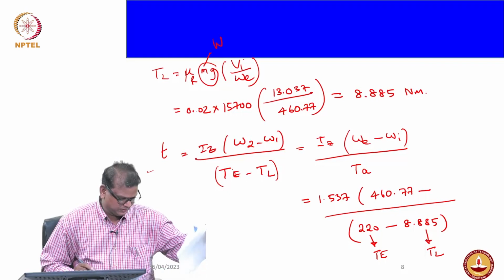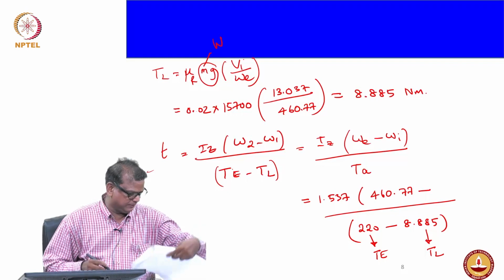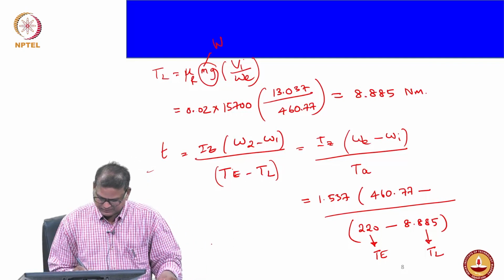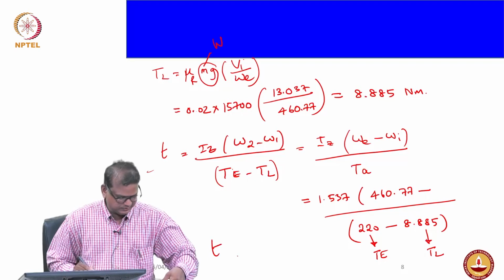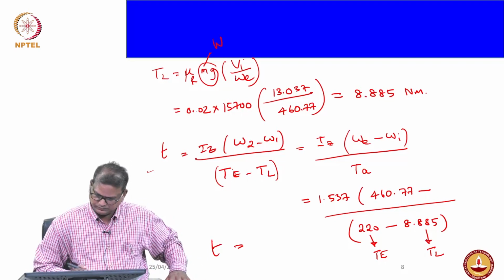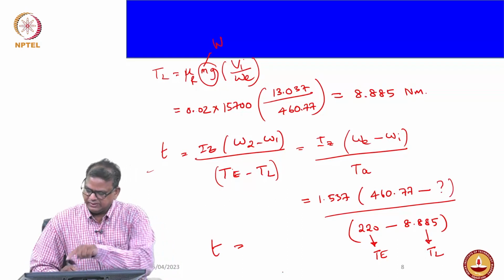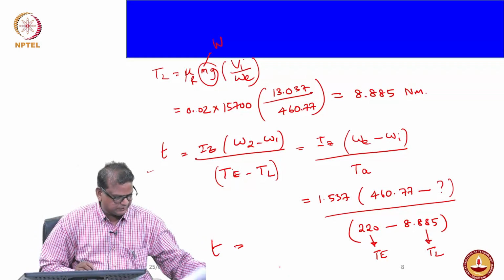153. Okay. So you can tell me what is the value you are getting then? What is the time you are getting? Slipping time, t_s. So just leave it now. I'll come back to that point.